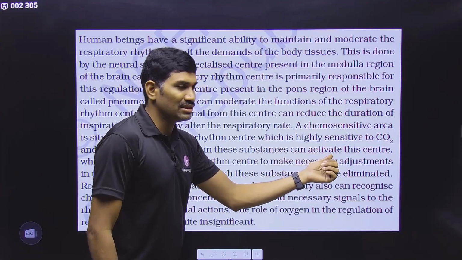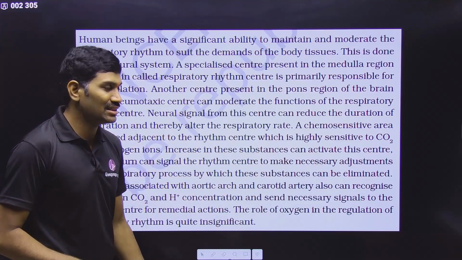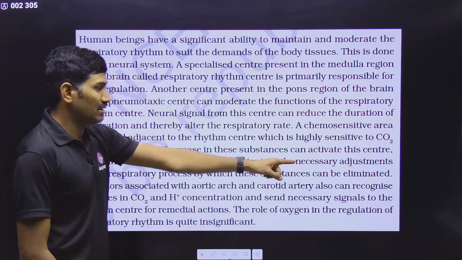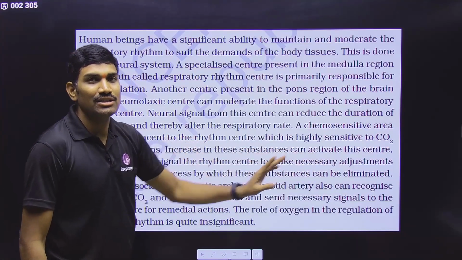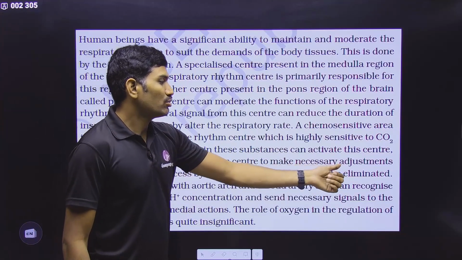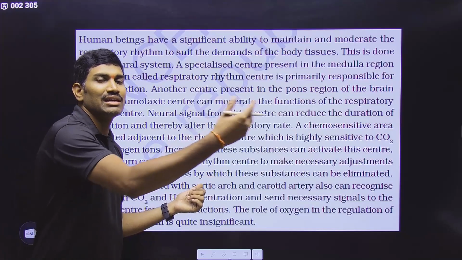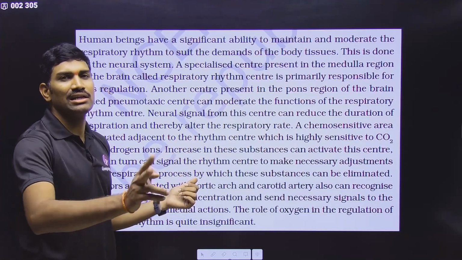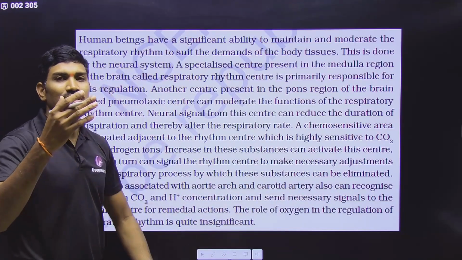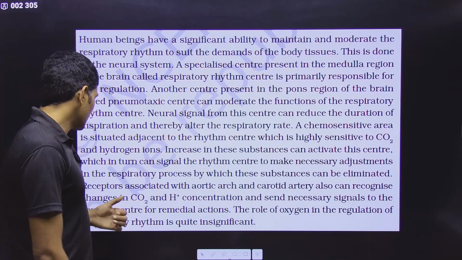Next, an increase in these substances can activate this area. That means if CO2 levels increase, or if H plus ion concentration increases, which means the pH value decreases, please remember this, it will activate this chemosensitive area, which in turn signals the rhythm center to make necessary adjustments in the respiratory process. So now it is giving information to the respiratory rhythm center, and accordingly it will change the respiratory rate, by which these substances can be eliminated. Because of this, CO2 and H plus will be removed. This is what they are saying.